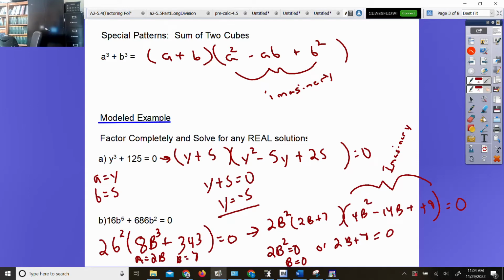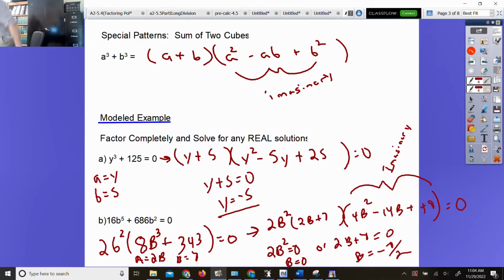If 2B plus 7 is 0, what's the B value? That's right, -7/2. All right. There's your sum of two cubes pattern. So today we've gone over the difference of two squares, the difference of two cubes, and the sum of two cubes.